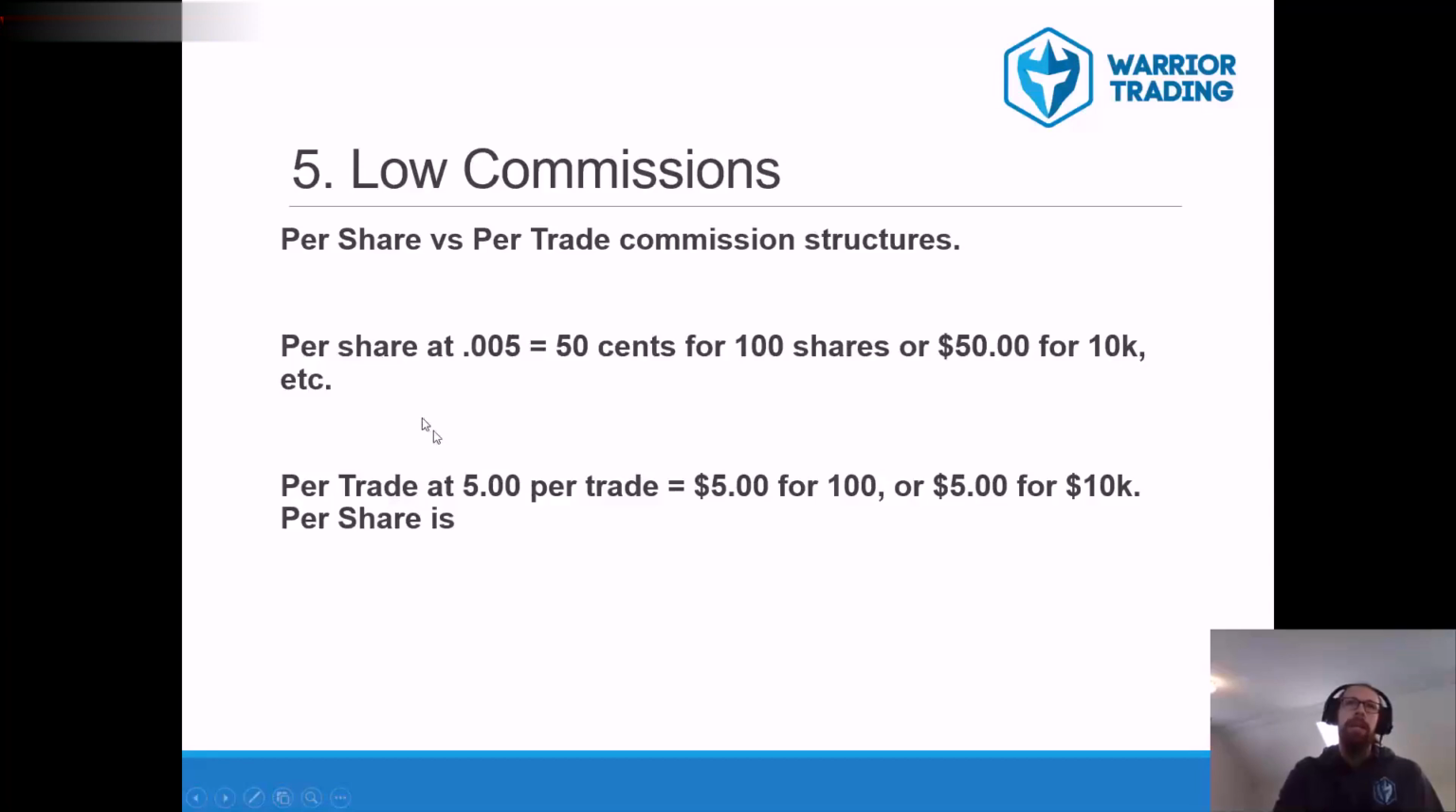switch to per trade. Now, you can usually sign up at a per share commission structure and then switch to per trade a few months down the road. You can't flip flop a lot, but you can make a switch and let them know. That's usually not a problem. So those are the 5 things that you want to look for in a broker. On our website, we have a list of the top brokers that we refer our students to and the brokers that participate in our rebate program, so you'll get your education paid for by the broker.